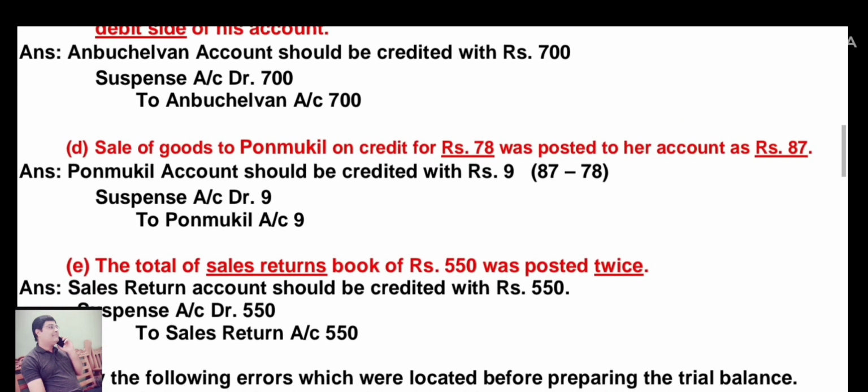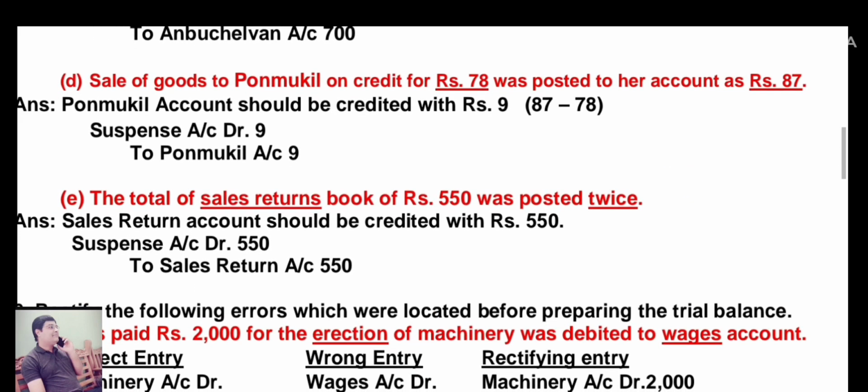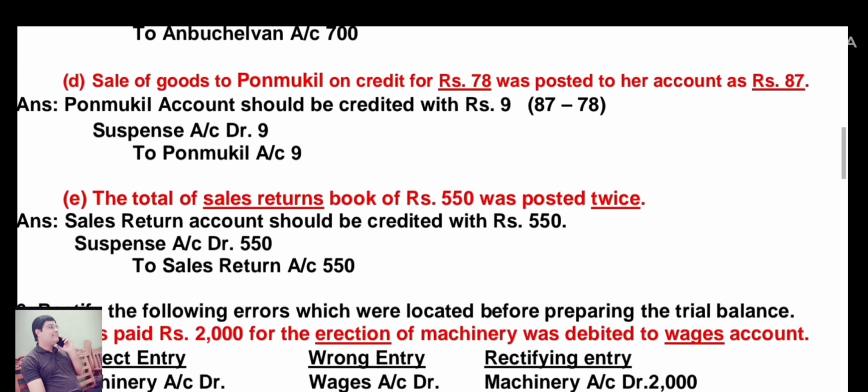Next, sale of goods to Ponmukil on credit, rupees 78, was posted to her account as rupees 87. So it is an excess amount. So for excess, what do we have to write? We have to do the opposite. Instead of 78, it has been written 87. So normally what is the answer for sale of goods to Ponmukil? What is the original entry?